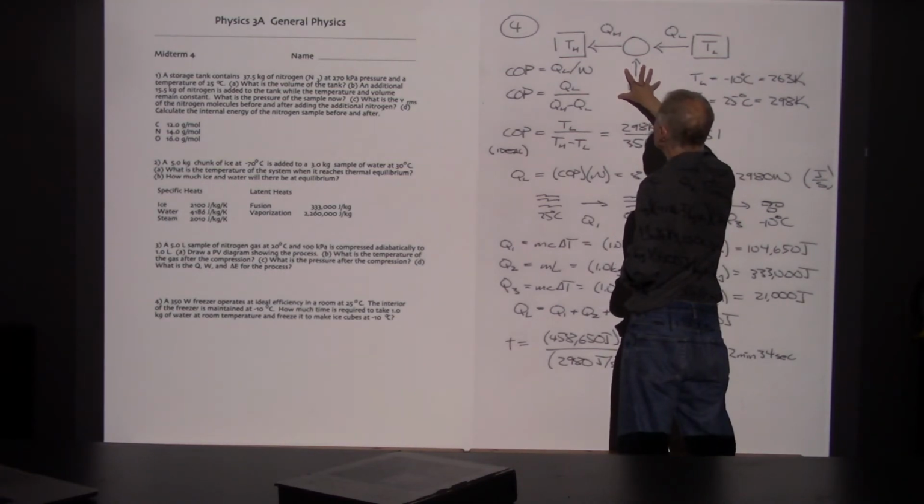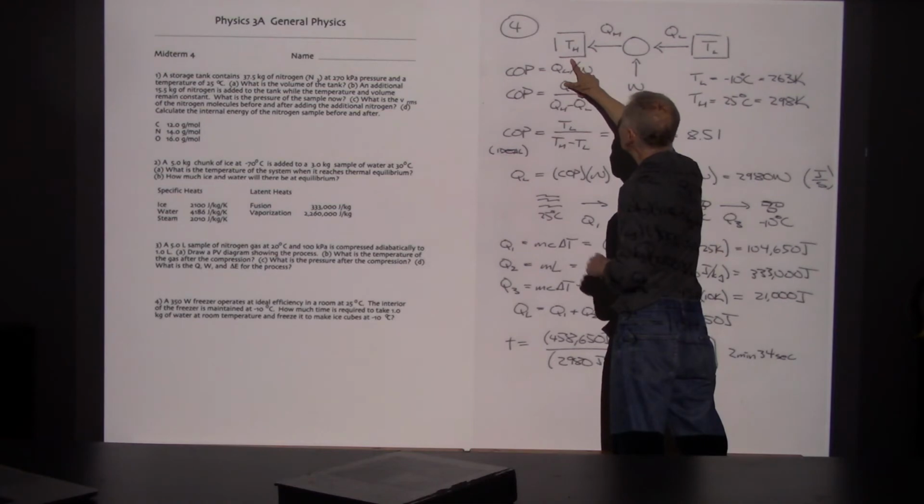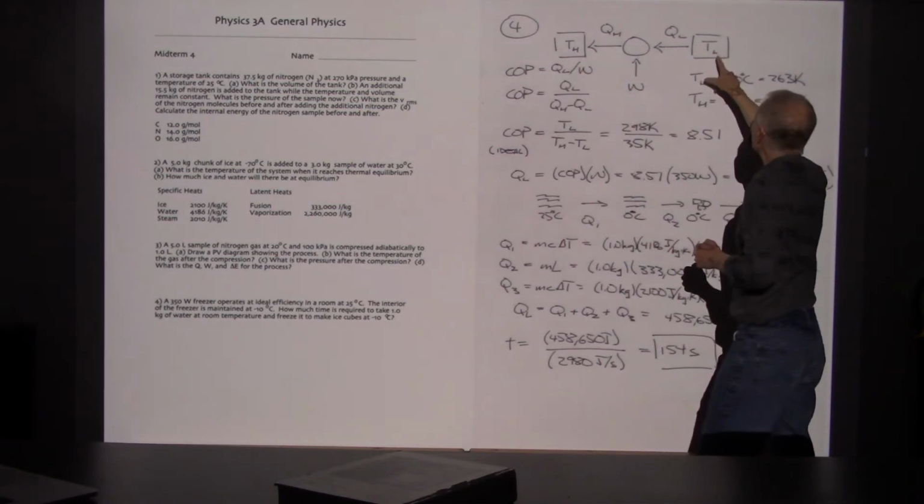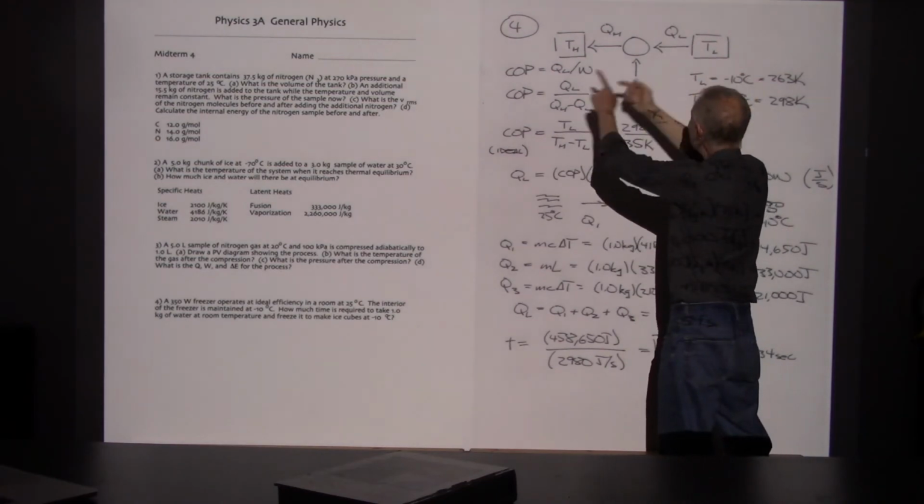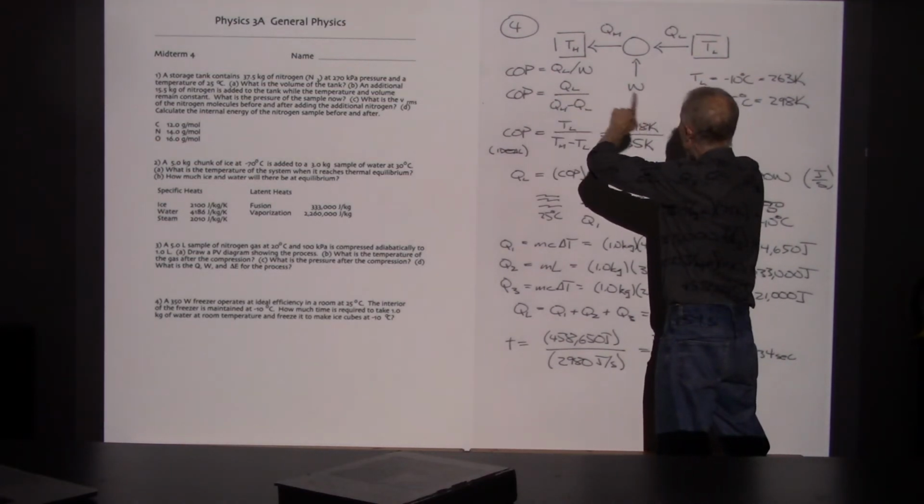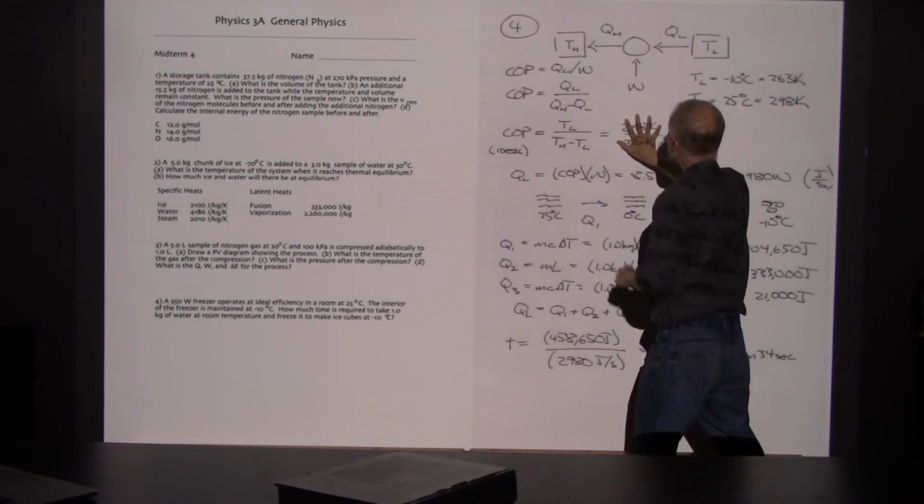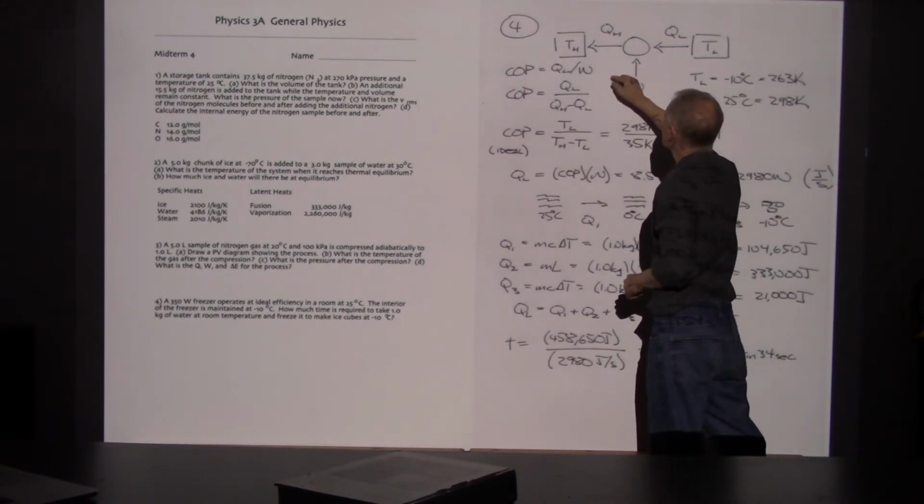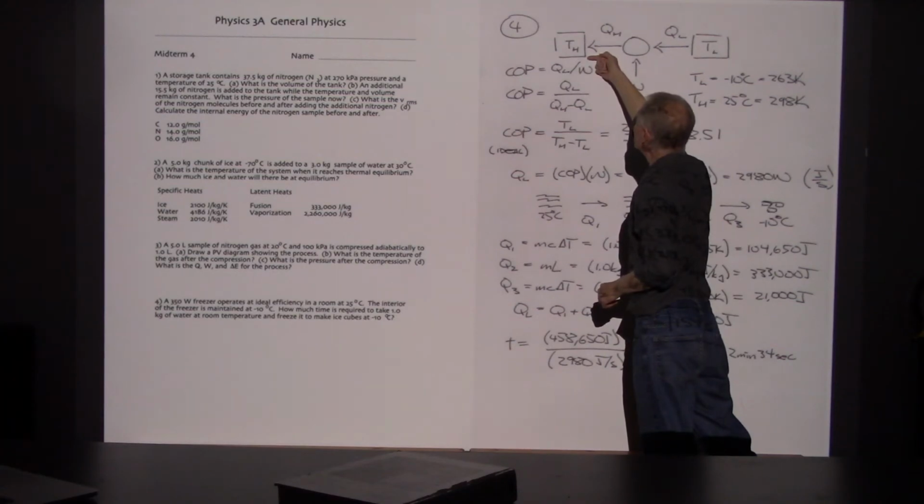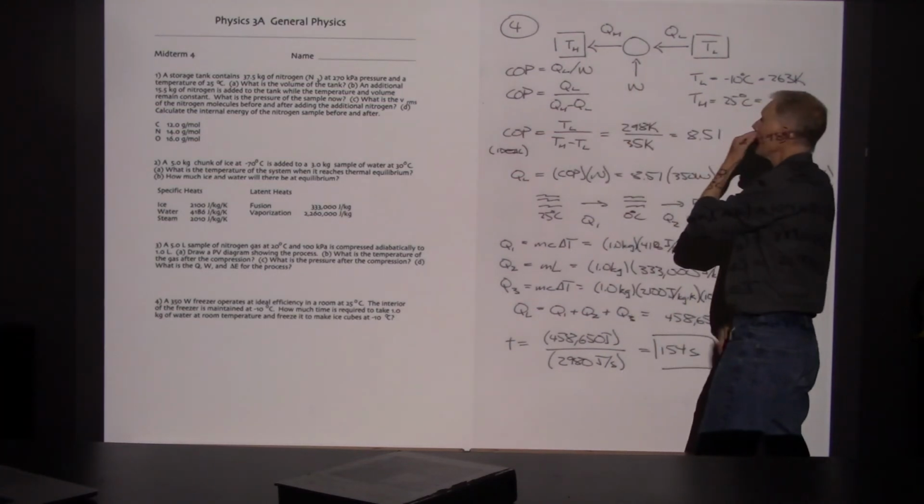So here's the freezer. Here is a high temperature region out in the room. Here is the low temperature region inside the freezer. Here is the QL being transferred out. Here is the work going in to operate the compressor on the freezer. And then here is the QH leaving and going out into the room.